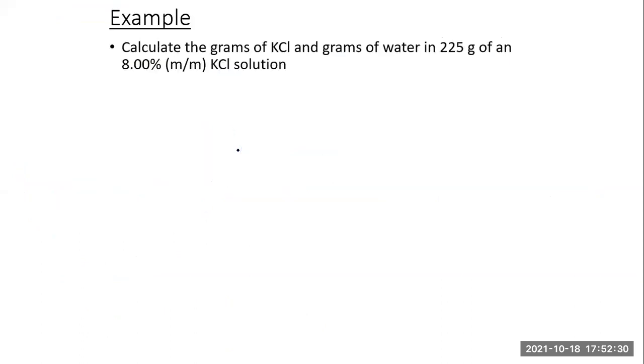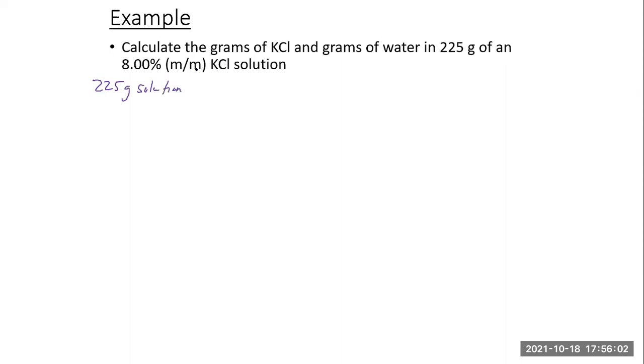So why don't you give this one a go: calculate the grams of KCl and the grams of water in 225 grams of an 8% mass to mass KCl solution. So take a minute, see what you come up with. So we have an 8% mass to mass KCl solution. We want to calculate the grams of KCl and the grams of water to make the solution. And we have 225 grams of it. So first off, we do have 225 grams of the solution.